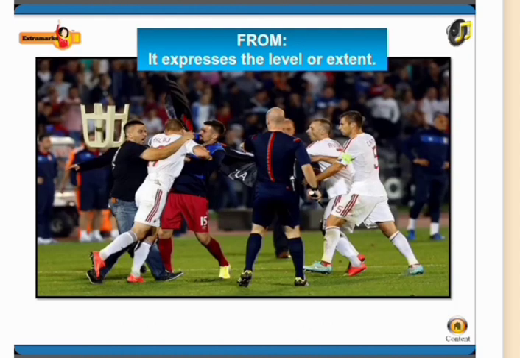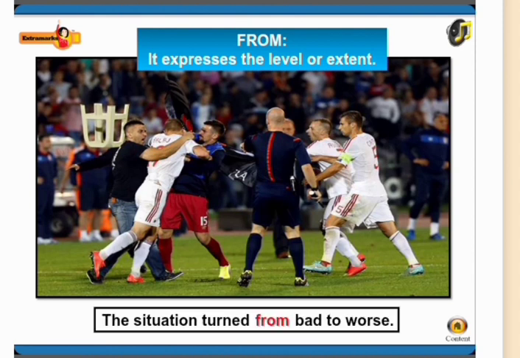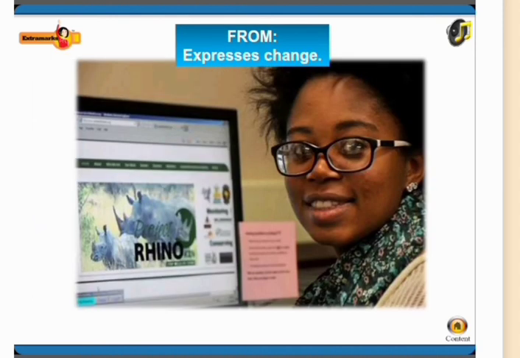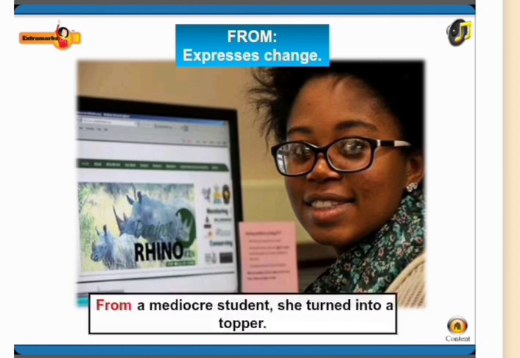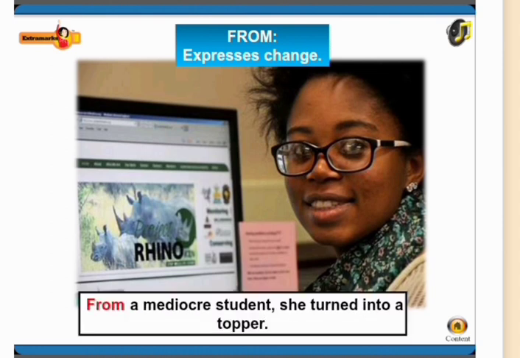From. It expresses the level or extent. For example, the situation turned from bad to worse. From. Expresses change. For example, from a mediocre student, she turned into a topper.